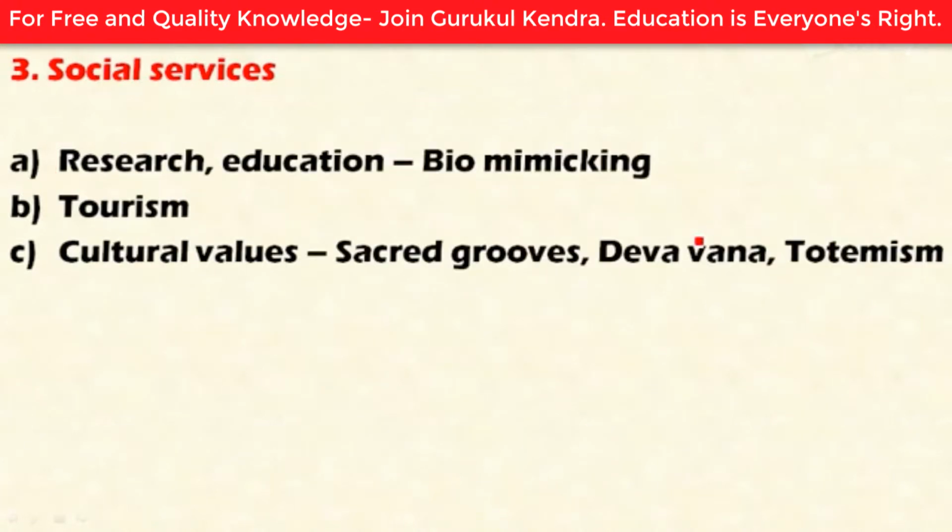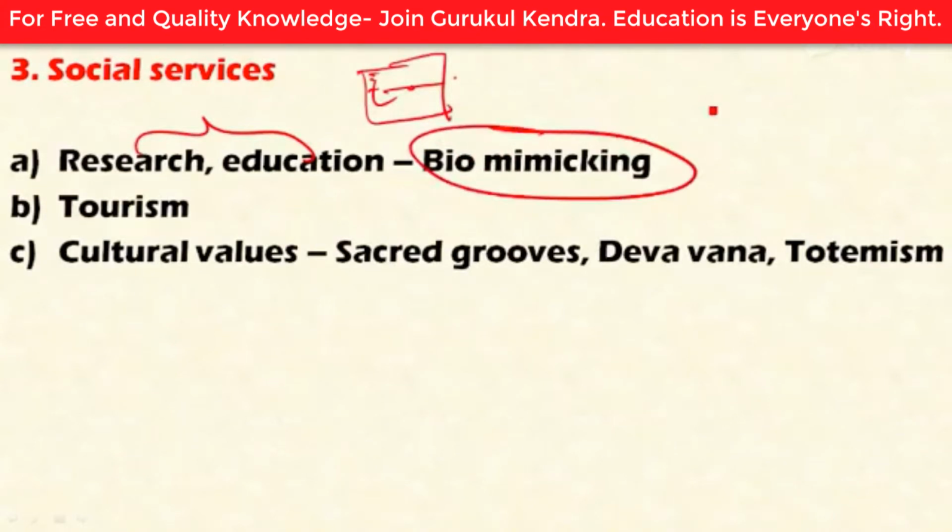And next is social services, in the area of research and education. We can study the ecosystem and understand our origin and survival capabilities. And the new science called biomimicking, for example, studying natural systems like the way insects fly. The way insects utilize thermodynamics for flying can be imitated for designing aircraft, for designing bombers. So this is biomimicking, mimicking biological processes to design new products.